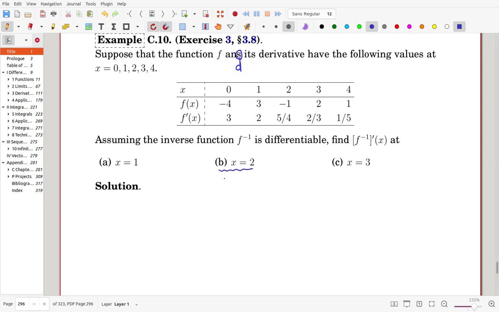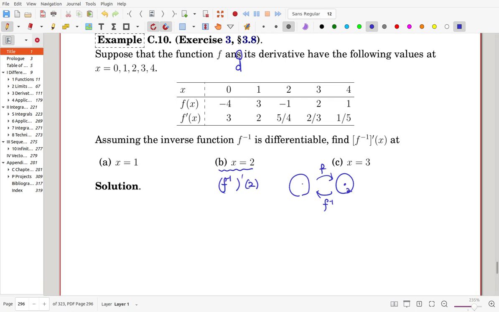Then we have to find basically f inverse prime at 2. So again, you have to consider in your mind this picture. f is defined in this direction. f inverse is defined here in this way. You have to find the slope of f inverse at 2.